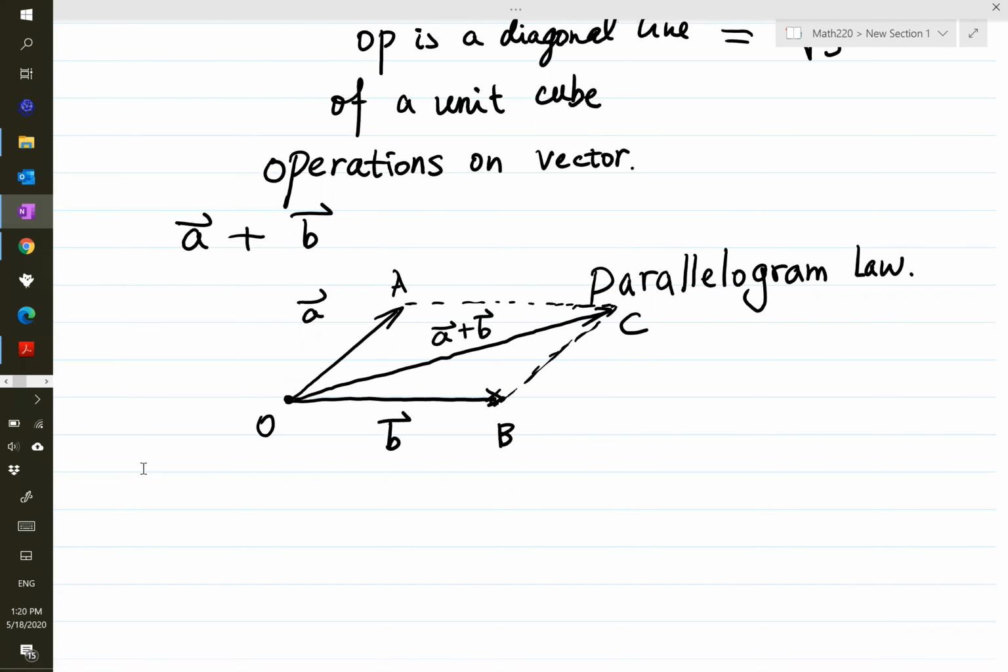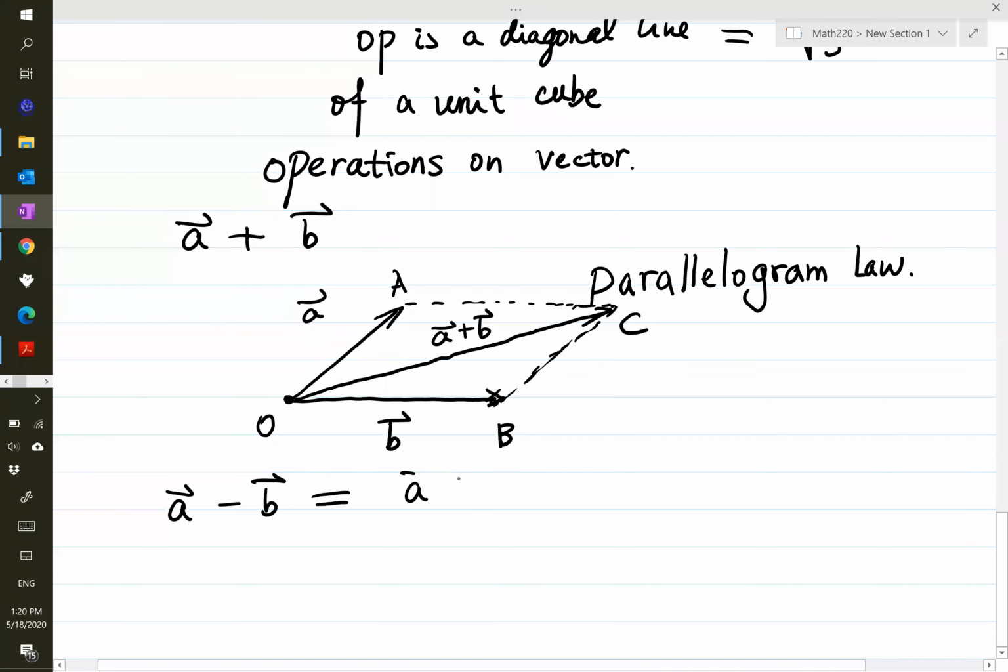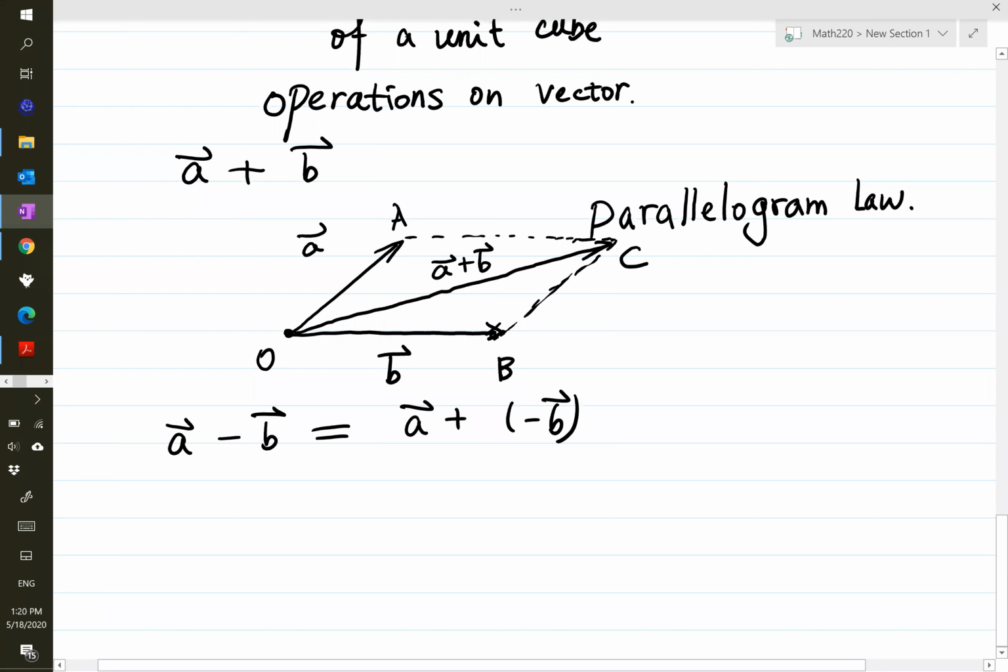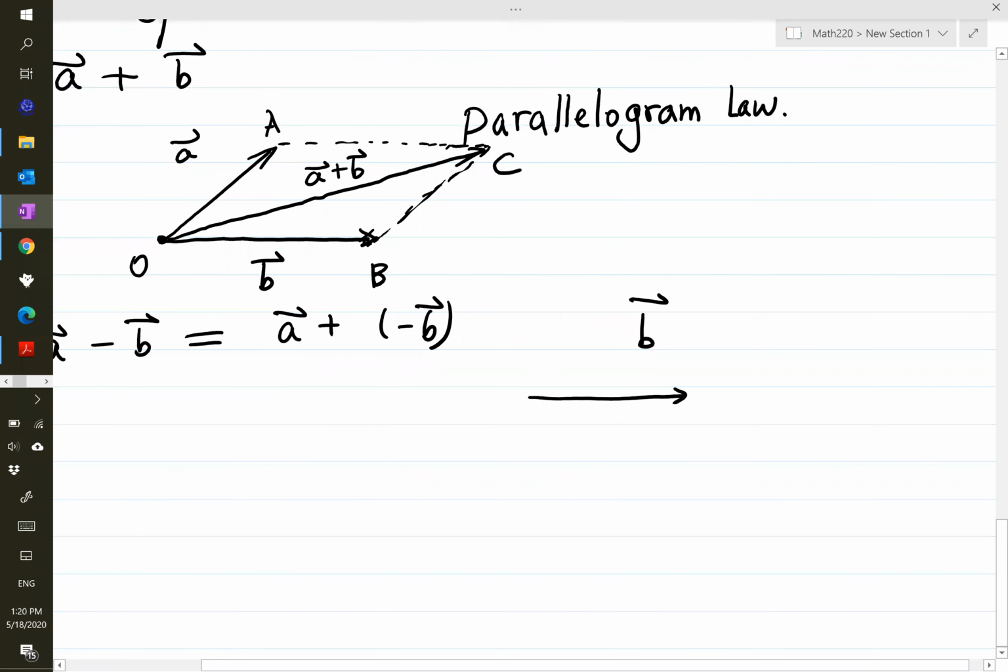Now, how do we subtract vectors? If we have two vectors A and B, how do we define A minus B? We define A minus B to be A plus negative B. Negative B is the negative vector, so we flip the direction. Suppose this is vector B. How do we define negative B? We flip the direction, switching head with tail. Then we get negative B. Any questions?